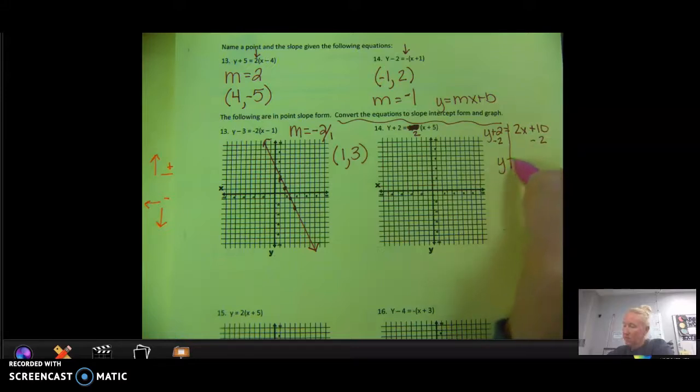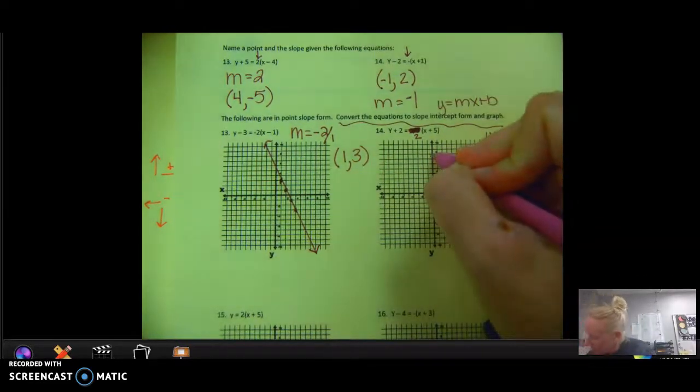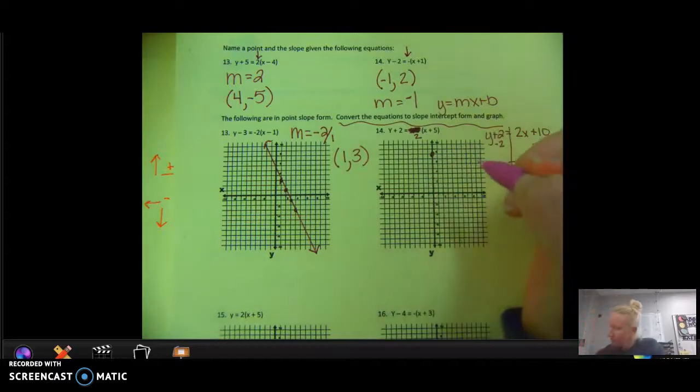I'm left with y on this side. Bring the 2x down because that didn't change. 10 minus 2 is a positive 8. Now, y is by itself. I have my x value first, so my mx, and then my b. So in this case, my b value is 8. So that's my y-intercept. So it crosses the y line right here at 8.